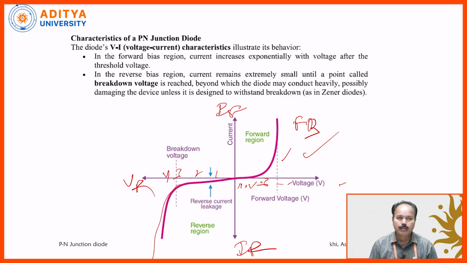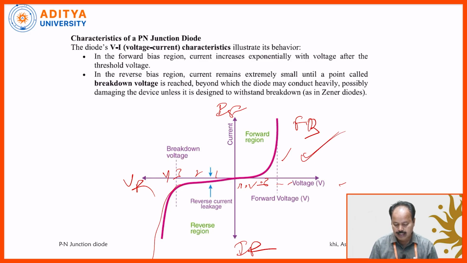There are actually two types of breakdowns, namely Zener breakdown and avalanche breakdown. Zener breakdown occurs in the case of Zener diodes, which we will discuss, and avalanche breakdown occurs in the case of lightly doped PN junction diodes. Anyhow, this is the forward characteristic.